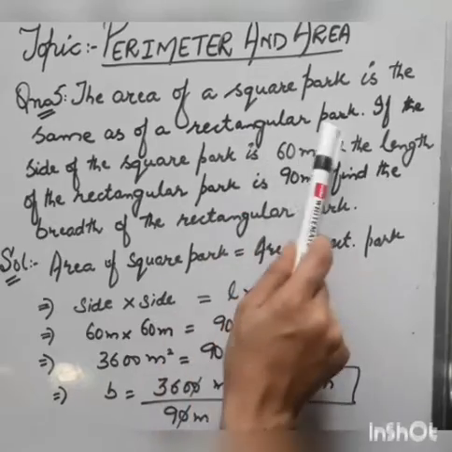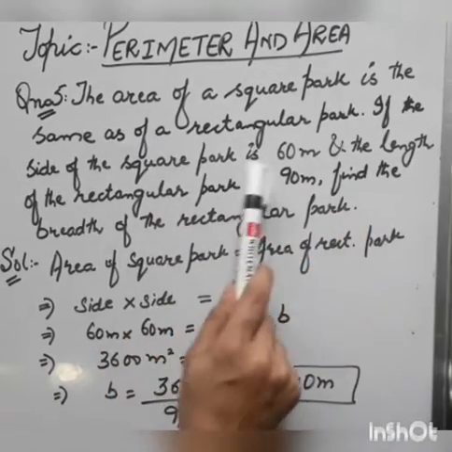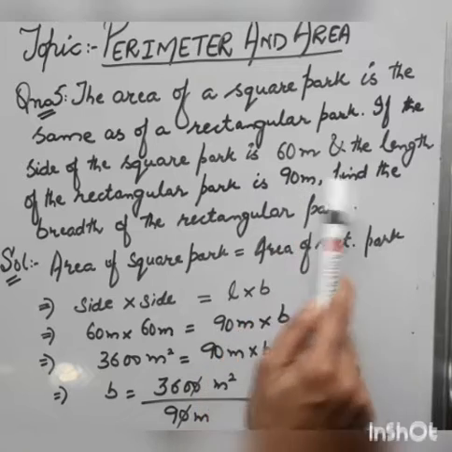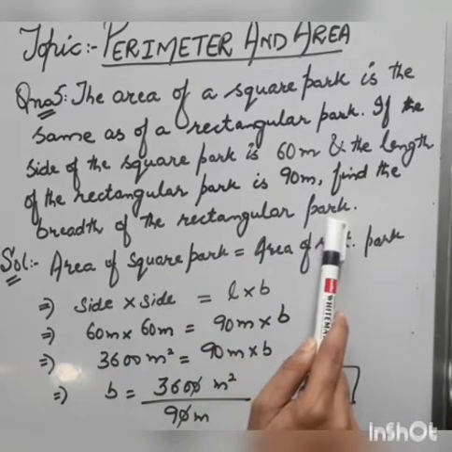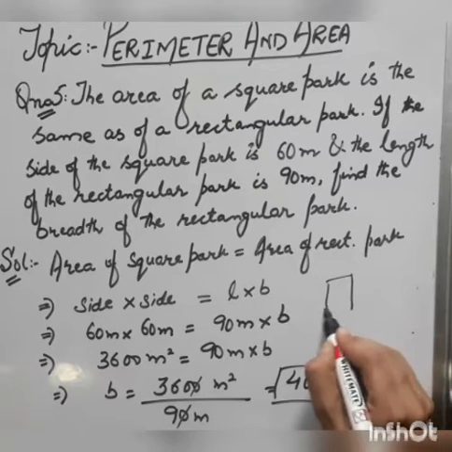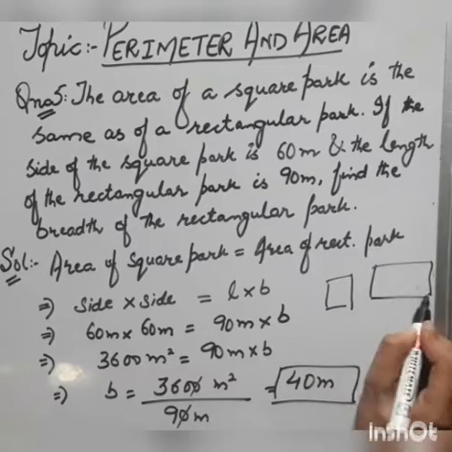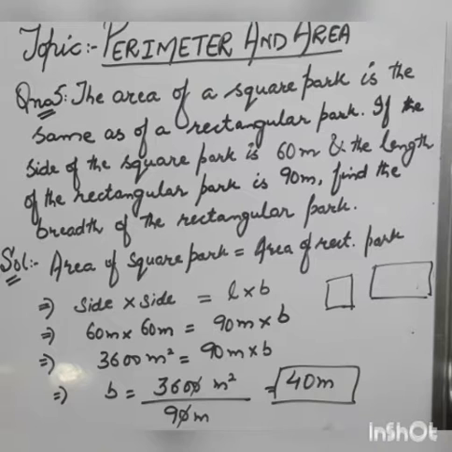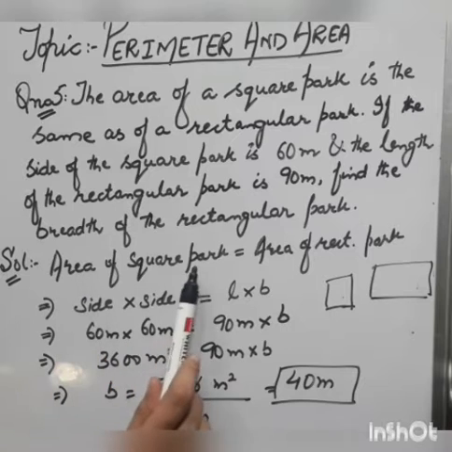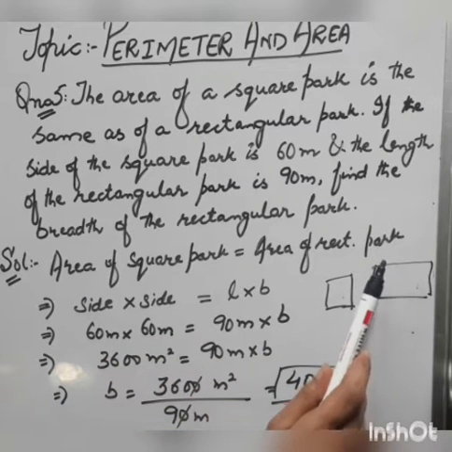Now students, question number 5 of this exercise is, the area of a square park is the same as of a rectangular park if the side of the square is 60 meter and the length of the rectangular park is 90 meter. Find the breadth of the rectangular park. So we have a square park and a rectangular park. The area of both of these parks is the same. So in the solution we'll write area of square park is equal to area of rectangular park.